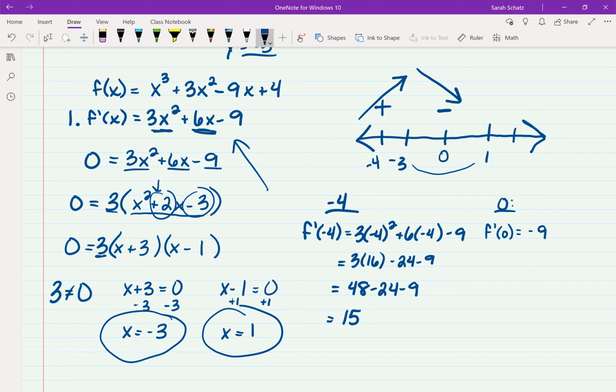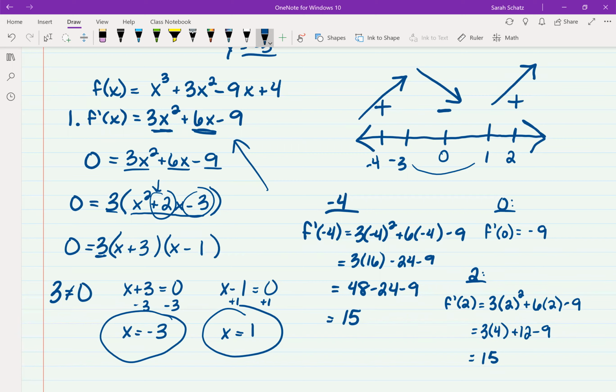Okay, anyway. So you guys, let's test a value over here, greater than 1. I'm going to pick 2. So in the derivative, putting a 2 in there, we'll get 3 times 2 squared plus 6 times 2 minus 9. So 3 times 4 plus 12 minus 9. So you guys, that's 12 plus 12 minus 9, and it's 15 again. So it's positive. So that one is going up.